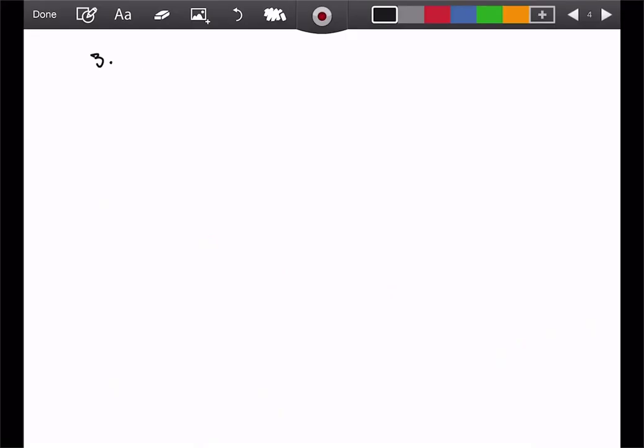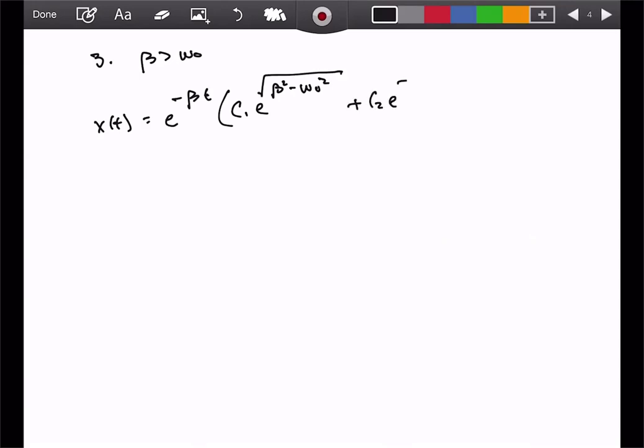And finally, case number three is when we have beta greater than omega zero. So in this case, going back to our original expression, x of t is basically just our original expression. So we're going to have e to the minus beta t, some coefficient, let's call that c1, e to the square root of beta squared minus omega 0 squared, plus c2 e to the minus square root of beta squared minus omega 0 squared. So this is what we call overdamped.